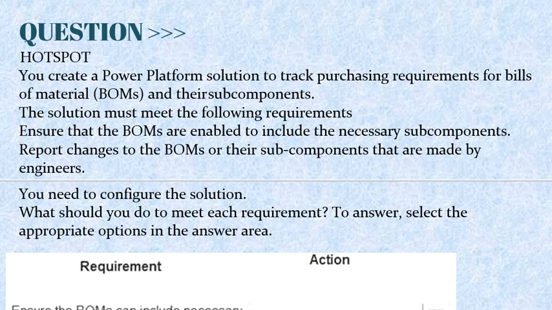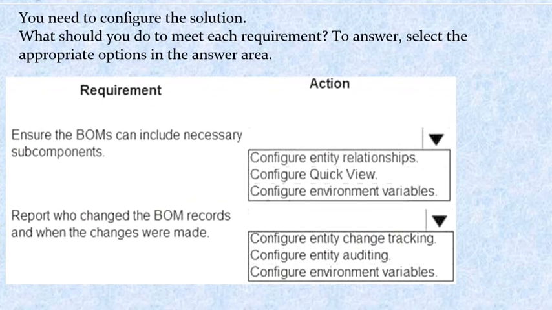Our next question is hotspot. You create a Power Platform solution to track purchasing requirements for bill of materials, BOMs, and their subcomponents. The solution must meet the following requirements. Ensure that the BOMs are enabled to include the necessary subcomponents. Report changes to the BOMs or their subcomponents that are made by engineers. You need to configure the solution. What solution would you use to meet each requirement? To answer, select the appropriate options in the answer area. Please have a look at the requirements and try to answer.